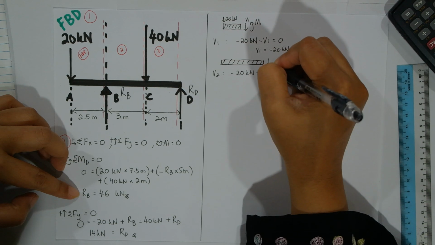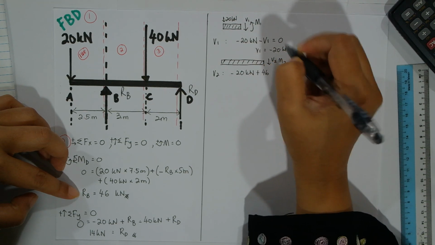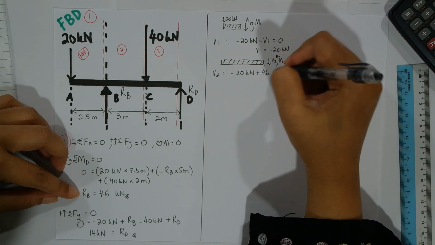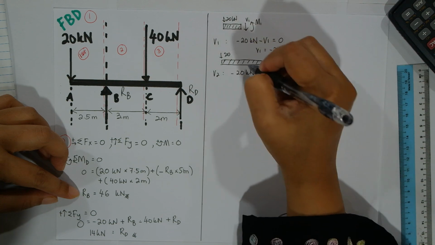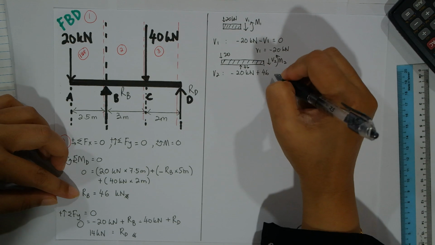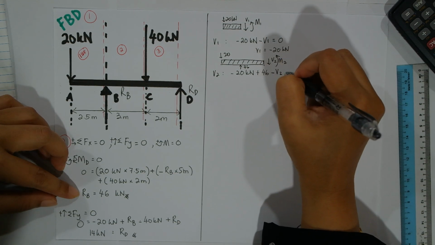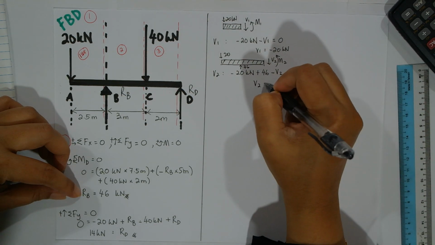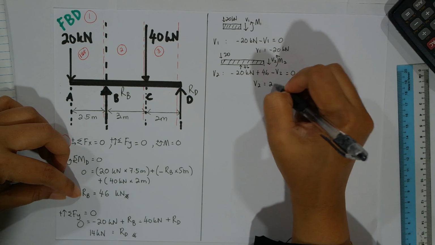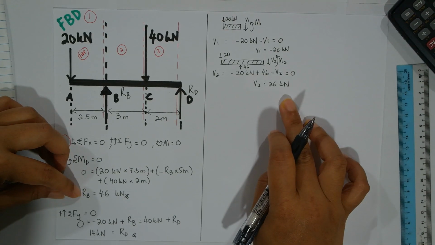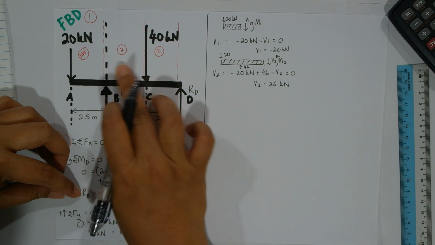This V2, M2 is going positive, right? So positive. This is minus 20, and then you have something here, 46. Okay, 46 minus, because going down, V2 equivalent to 0. So your V2 is 26 kilonewton. So here at this part your shear force is actually 26 kilonewton.